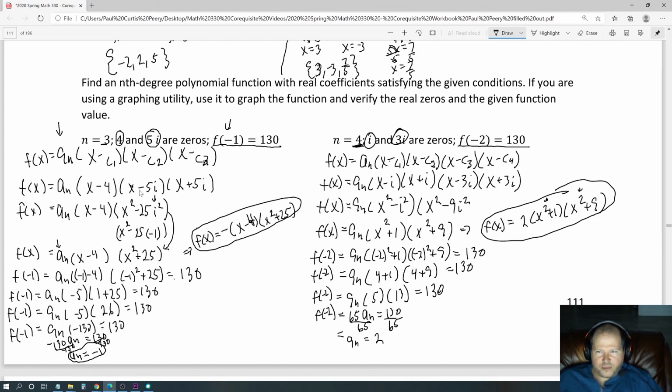And it goes along with all these different conditions right here of the i and the 3i. And if x is equal to negative 2, it's equal to 130. We did that. Awesome.